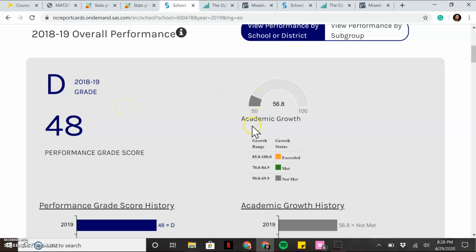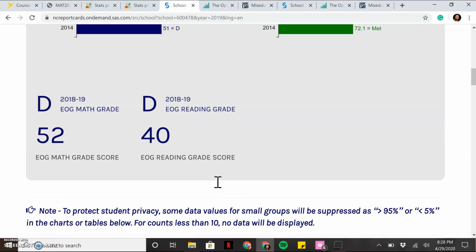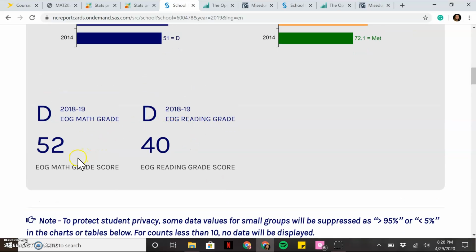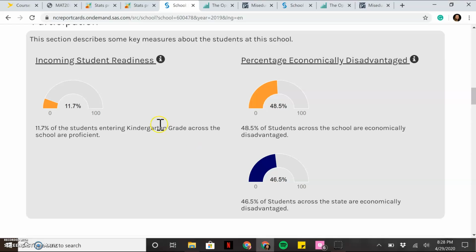So they, as you can see right here, they have not met their academic growth for the school year. So, if you see on their EOGs, they did not meet the expected scores for the students, and you can see that the incoming student readiness is extremely low. But you can see that almost 50% of these students are economically disadvantaged.